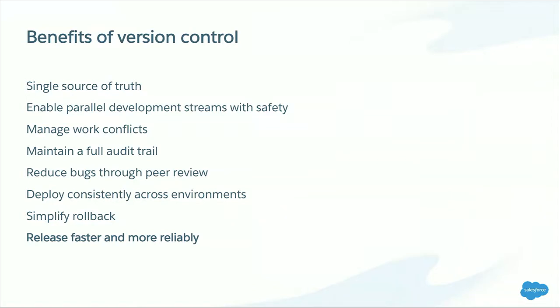It enables parallel development streams, so parallel work streams. And there's lots of ways to do that. You can do that with different sandboxes and being careful with each other. But the real thing that source control allows you to do is have safety when you're doing it, so that if we change the same work, then that's highlighted. We've got conflicts, and we know how to deal with them.